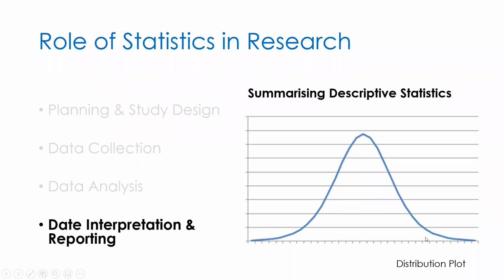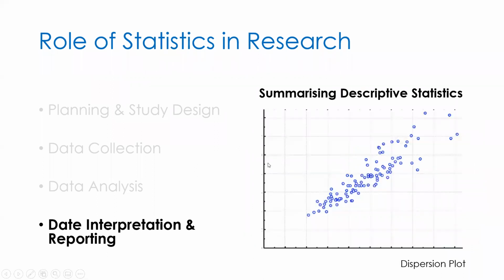If the kind of study you've done, if normal or skewed distribution is something that is important, then you should put a distribution plot in your descriptive statistics. You can use a dispersion plot. This gives you an idea of the kind of spread you have.